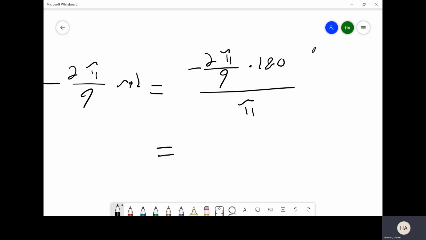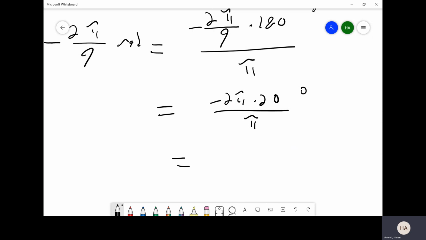So when I do some simplifications here, 180 divided by 9, that's probably the first thing that you're going to want to do here, right? The 180 divided by 9, that's going to give me 20. So now what I have is negative 2 pi times 20 all over pi. And again, we're keeping that degree symbol there. We see that the pi's are going to cancel out, and we're just going to have negative 2 times 20, which leaves me with negative 40 degrees.